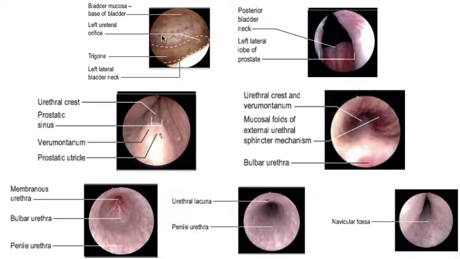So this is just the endoscopic view of the urethra. Okay, this is the bladder mucosa over here. You can see the trigone. Then this is the posterior bladder neck with the left lateral lobe of the prostate gland. Next, we can see the urethral crest, the prostatic sinuses, verumontanum, and the prostatic utricle. We'll discuss these parts further on, right? Here we can see the membranous urethra, this is the penile urethra and continuation, and this is the navicular fossa.